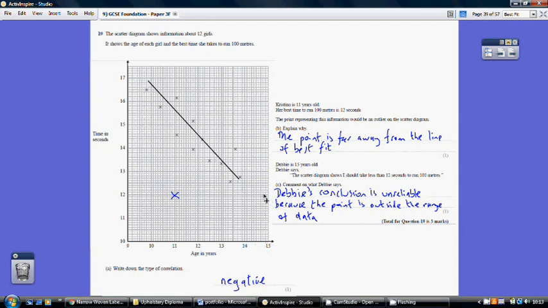Once you get beyond the range of data, so really once you get below 10 for example, and you get beyond 14, you can't rely on your data anymore. You can't rely on this line of best fit because you just don't know what's going to happen. I mean, it's just not realistic that as people get 15, then 16 and 17, that the time's going to get right down to being hardly anything. It's just not how it works. So Debbie's conclusion is unreliable because the point is outside the range of data.